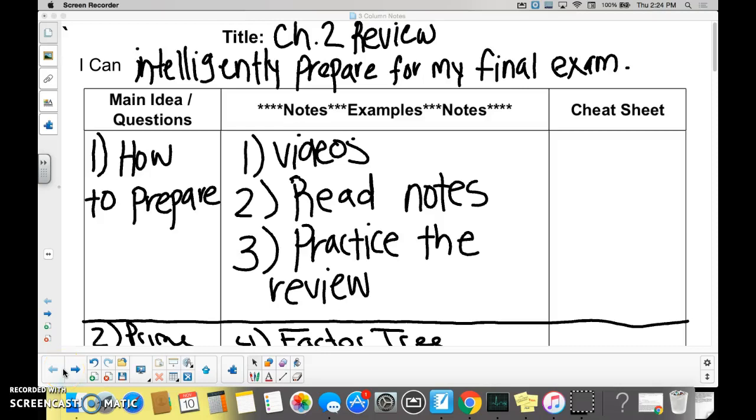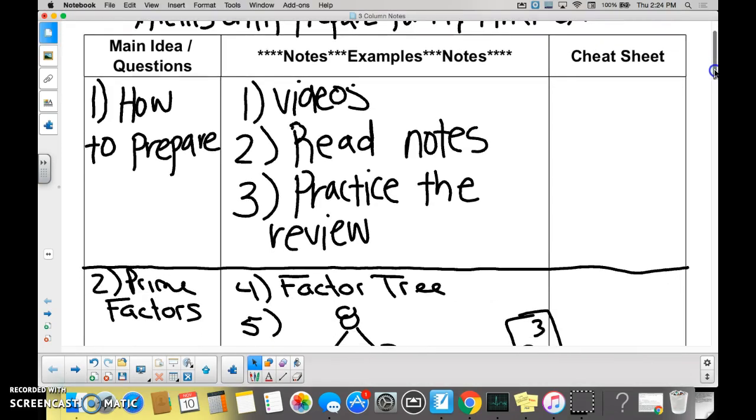Okay, Unit 2 review. I can intelligently prepare for my final exam. Number 1, how to prepare. We can look at videos that we did on our notes. Number 2, we can read our notes that we took in class. And number 3, we can practice the review that we are doing right now, or the review that you've had since the beginning of the chapter, right?